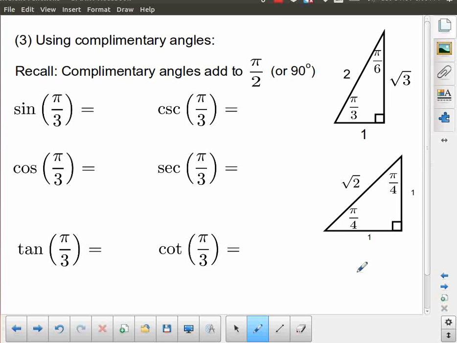Now, a third method we can use to come up with some equivalent expressions is the idea of complementary angles. Using the idea that angles which add to pi by 2, which is the same as 90 degrees, have some properties. So let's just fill these out and you'll get an idea of what I'm saying here.